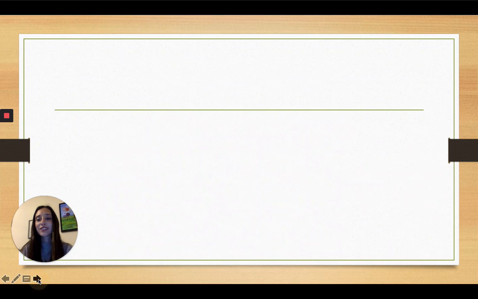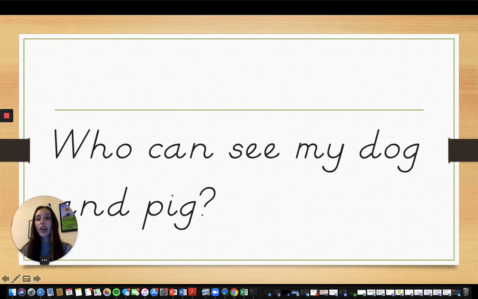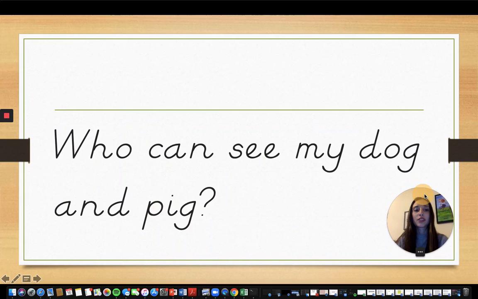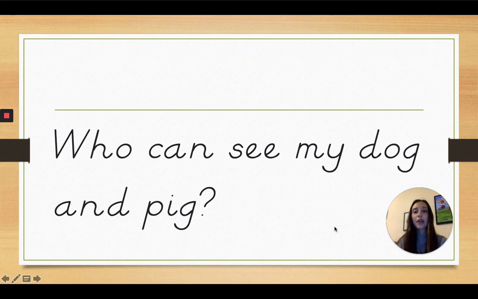All right, so now we are going to work on finding some sight words in sentences. So I'm just going to move my bubble again. All right, so I want you to try to read this sentence, and then we are going to find the sight words in that sentence.